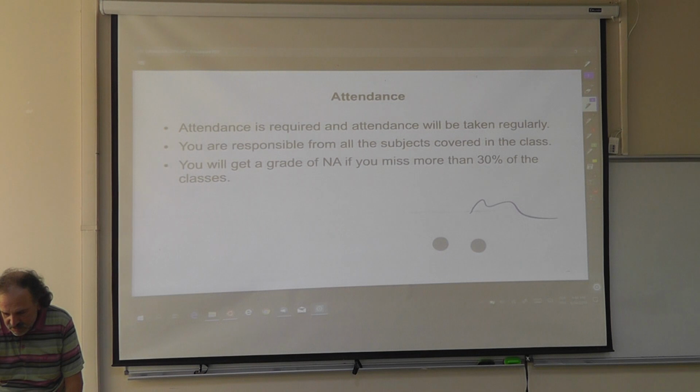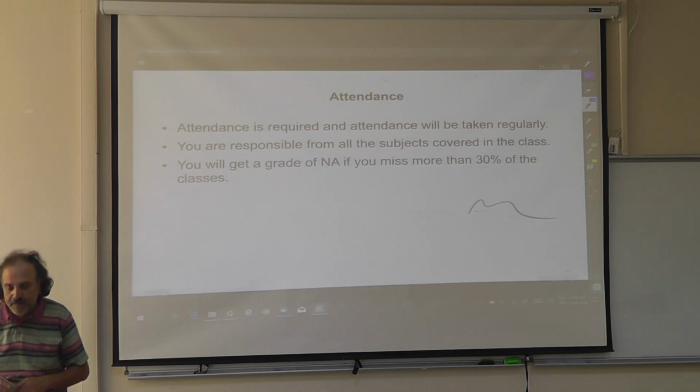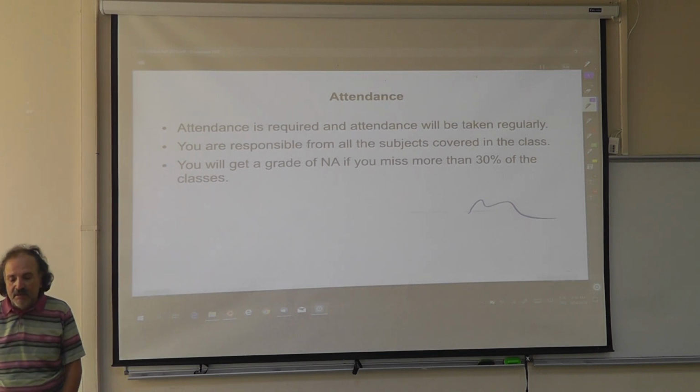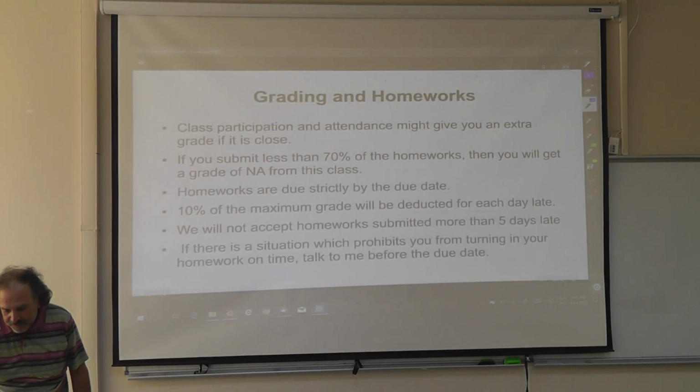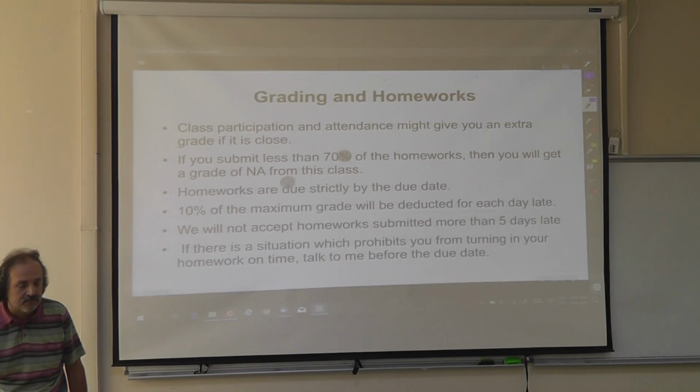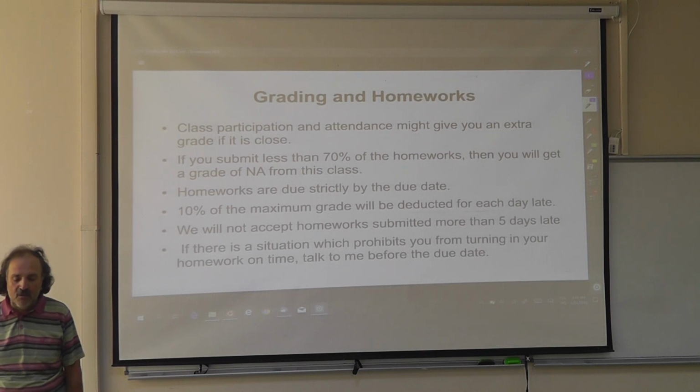Okay, what else? So this is the rule. If you miss more than 30% of the classes, if I don't count your signatures enough number of times, then you will get a grade of NA. By the way, I don't remember anybody getting an A because of this rule. People usually get NAs because of this rule.